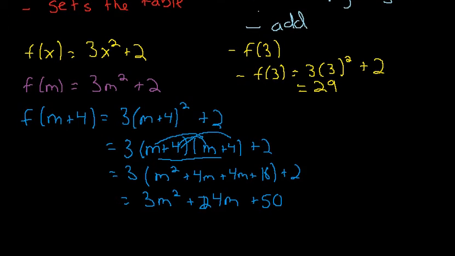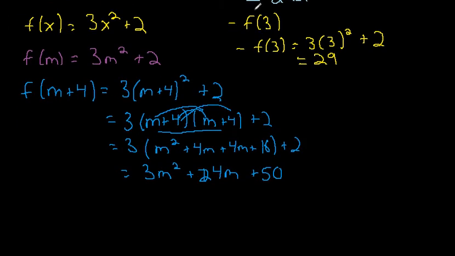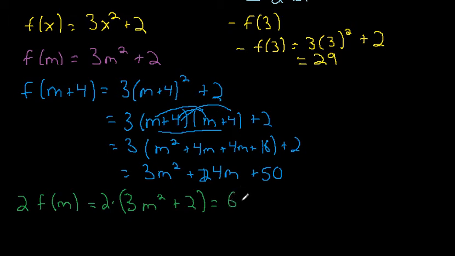Alright, let's think of other things that we can do. Well, maybe instead of changing what's inside of the parentheses, we're going to change what's outside of the parentheses. So maybe instead of f of m plus something, maybe we want to figure out what 2 times f of m is. Well, remember, f of m is just 3m squared plus 2. And 2 times f of m would be twice this value. So it would be 2 times 3m squared plus 2, which would lead us to 6m squared plus 4.